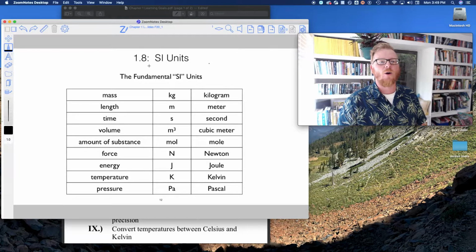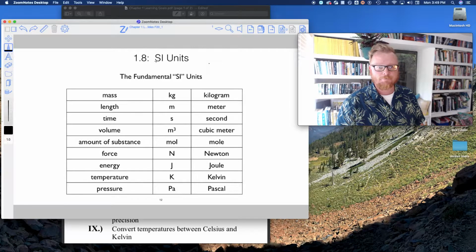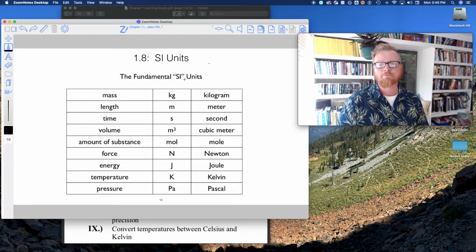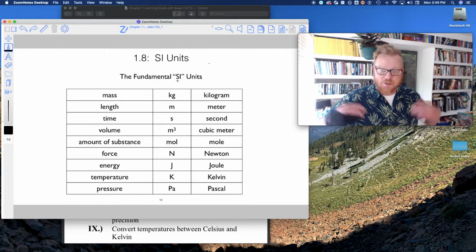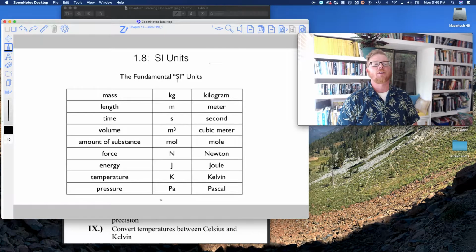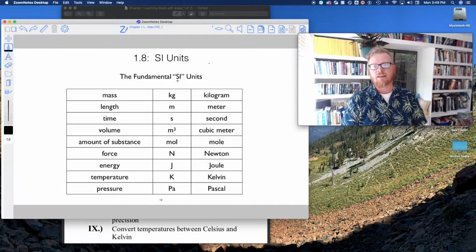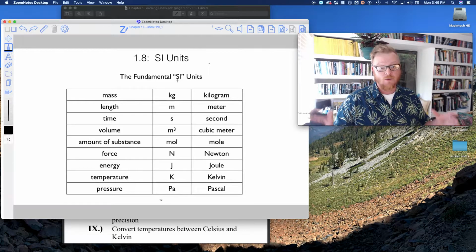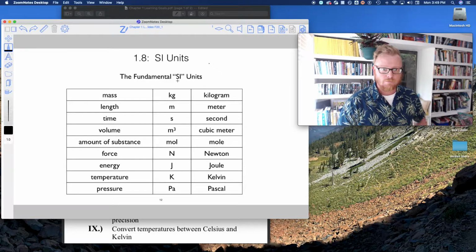All right, so section 1.8 out of your book, SI units. Okay, the fundamental SI units. That stands for Système International, and so this is used all over the world. In contrast to most of the stuff the United States does, right? We're going to use pounds and inches and all that junk. We have this organized way. We have a set of units that the entire scientific community across the world uses so that we don't have to be like, oh, you guys use pounds and you guys use this and you guys use that. If you're a scientist, we all use the same units, all right?